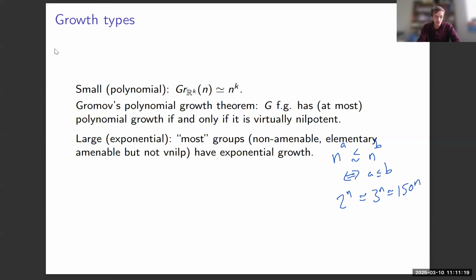There's also a large case, exponential growth, and in some sense, most groups you meet, unless you happen to be very interested in nilpotent groups, lots of groups you meet from topology, lots of groups you meet from knot theory, all sorts of things like this, have exponential growth. So non-amenable groups, and any elementary amenable groups that are not virtually nilpotent, will have exponential growth.